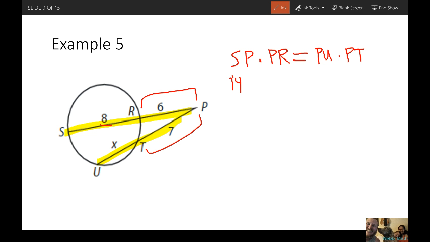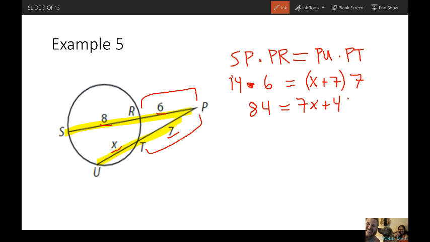Okay, because 8 plus 6 equals 14, times PR, which is 6. It's a terrible multiplication sign, I know. PU is going to be x plus 7, times PT, which is 7. So we're going to go ahead and get 84 on the left, equaling 7x plus 49.